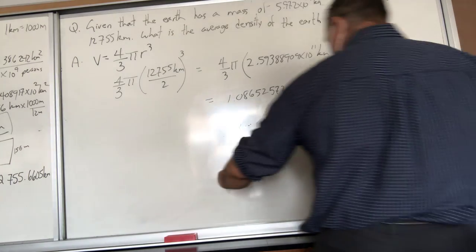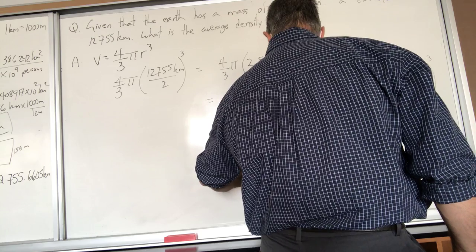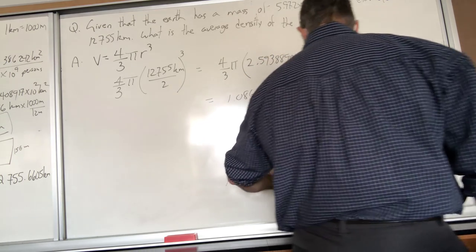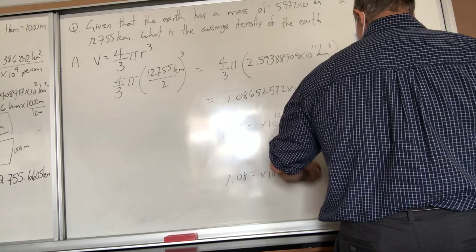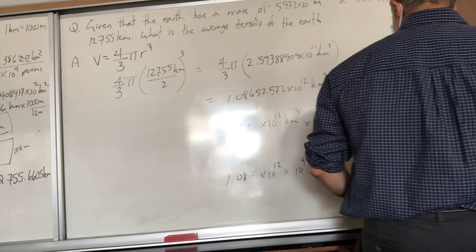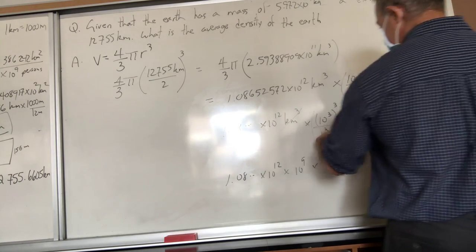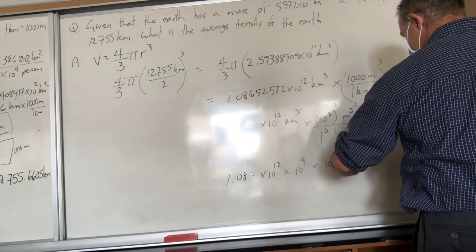Now let's get all the powers in the number all lined up. 10 to the 12, 10 to the 3 raised to the 3 is times 10 to the 9, and 10 to the 2 raised to the 3 is 10 to the 6. And everything else cancels. The ones are still ones, so we don't bother with them. At the end, your answer is in centimeters cubed.